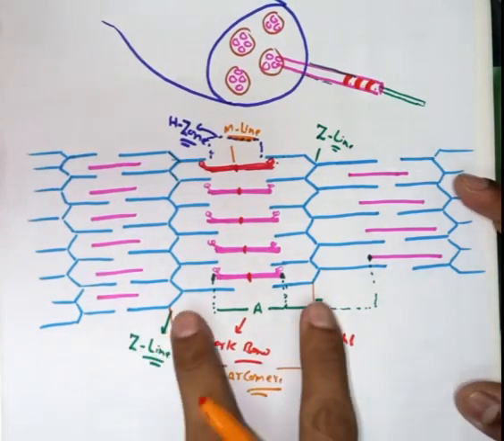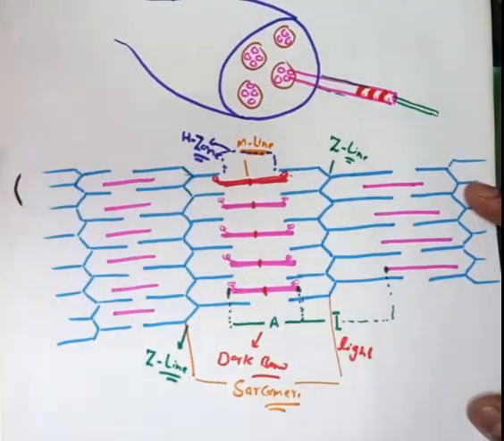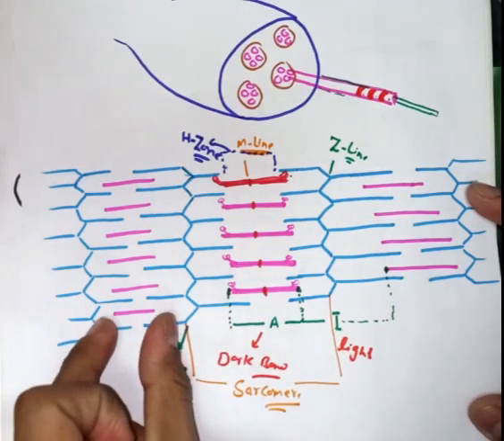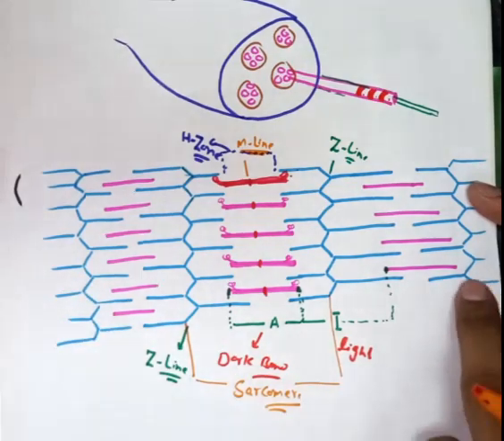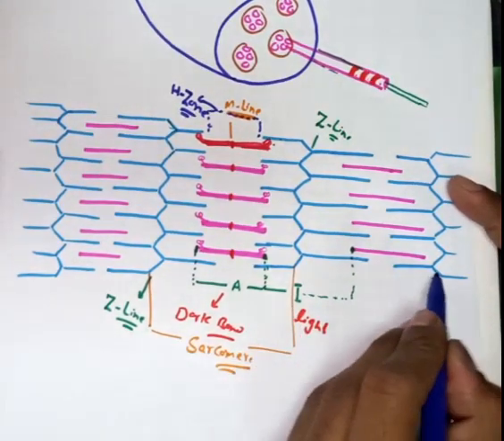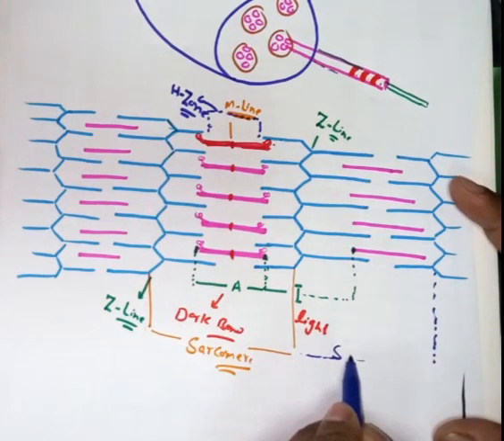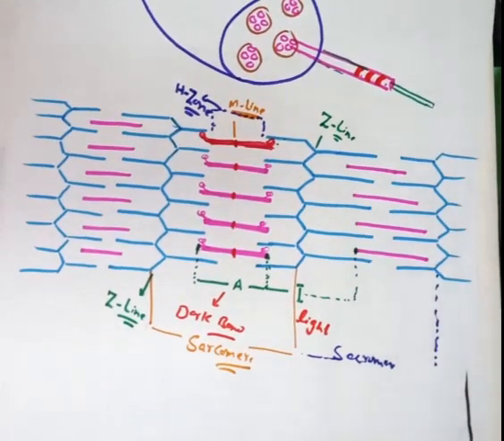One sarcomere. So this is one sarcomere, this is the other sarcomere, and this is the other sarcomere. Again, this is the I band, this is the A band, and this is the Z line, this is the Z line. So the distance from one Z line to the other Z line is called a sarcomere.